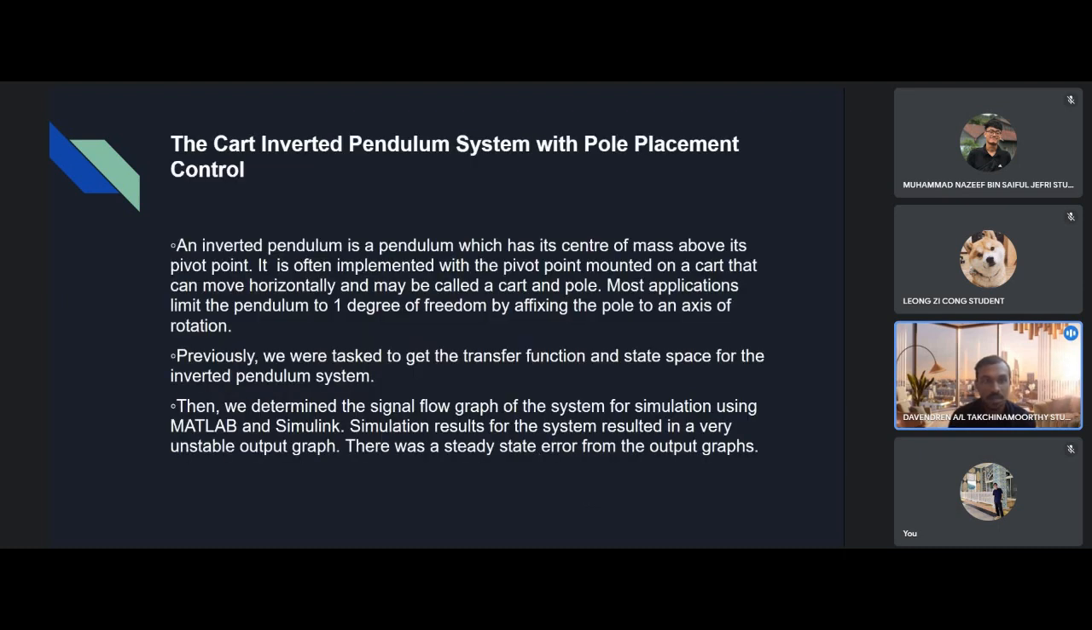The cart inverted pendulum system with pole placement control: an inverted pendulum is a pendulum which has its center of mass above its pivot point. Previously, we were tasked to get the transfer function and state space for the inverted pendulum system. Then we determined the signal flow graph of the system for simulation using MATLAB and Simulink. The simulation result for the system is a very unstable output graph. There was a steady state error in the output graph.